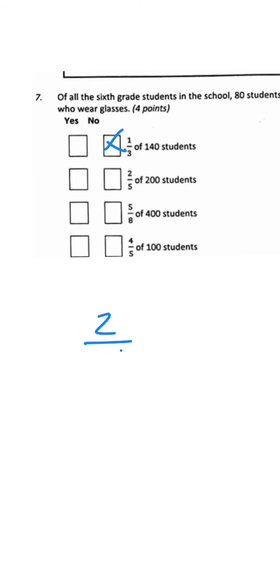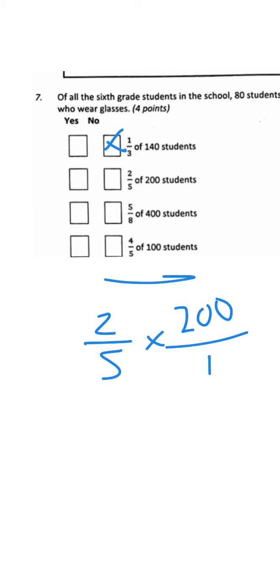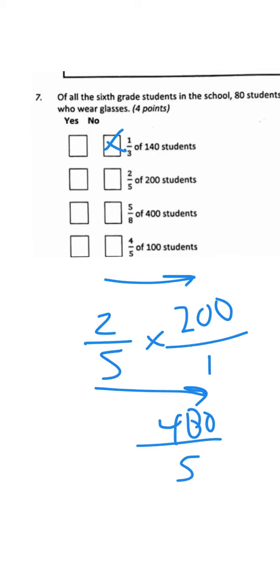So 2/5 of, let me just times 200. I'm gonna put over 1 because we know when there's a whole number we can put over 1 to turn it into a fraction. So you can either multiply across, multiply across there, multiply across here. So 2 times 200 is 400. And 5 times 1 is 5. Then you do your in and out and figure it out.